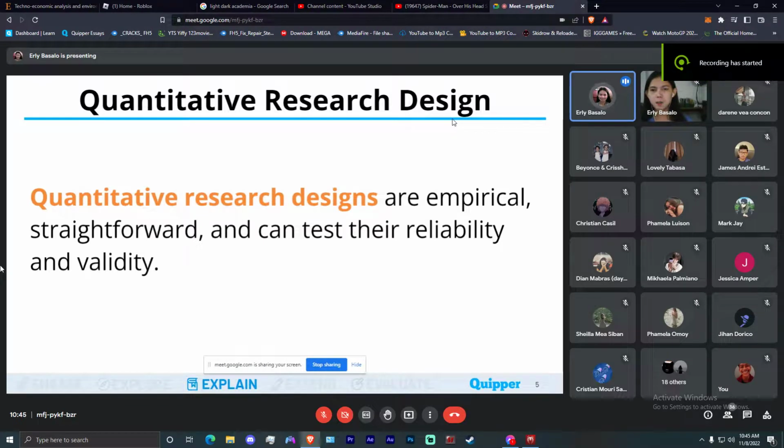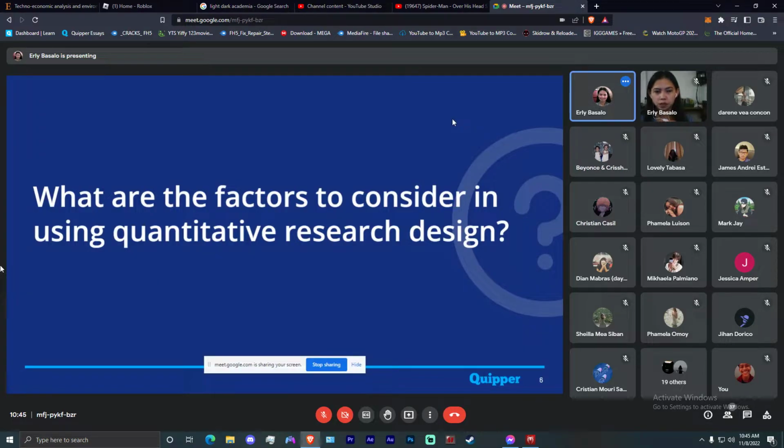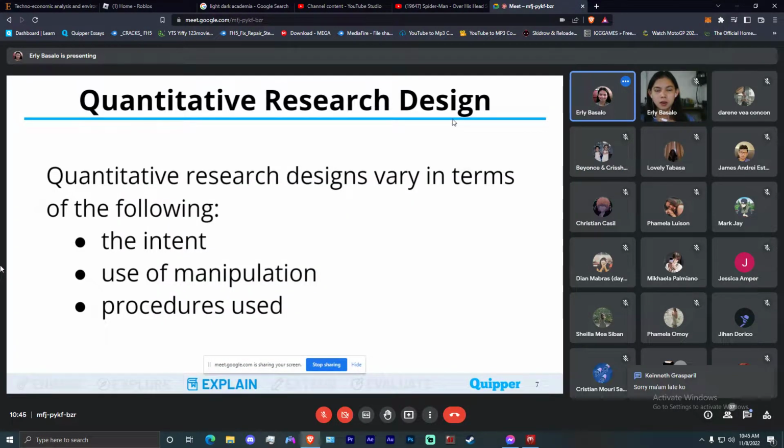Quantitative research designs are empirical, straightforward, and can test their reliability and validity. So our research design is the one that will test the reliability and validity of our research paper. So that is the purpose of our research designs. Okay. So quantitative research designs vary in terms of the following: the intent, use of manipulation, procedures used.